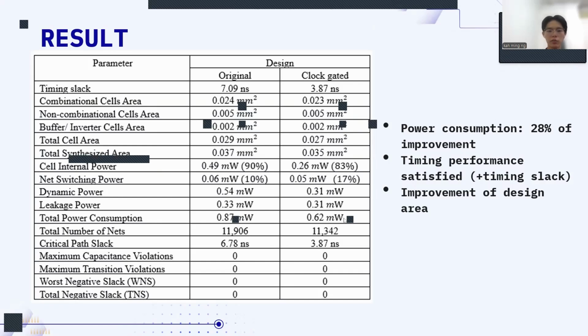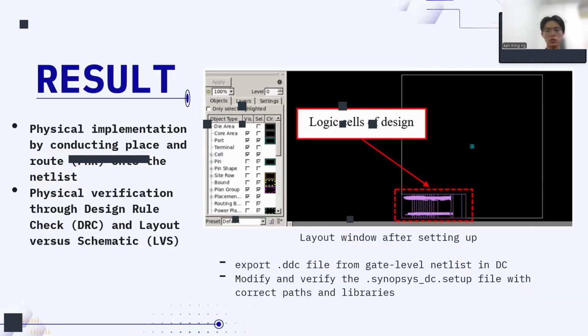And for the timing performance, we need to look at the timing slack. So it is a positive value, which means it operates as normal. And here is the slight improvement in the aspect of total synthesized area, which is from 0.037 millimeter square to 0.035 millimeter square. So after the design synthesis, maybe the physical implementations and also the physical verifications by using the Synopsys IC compiler.